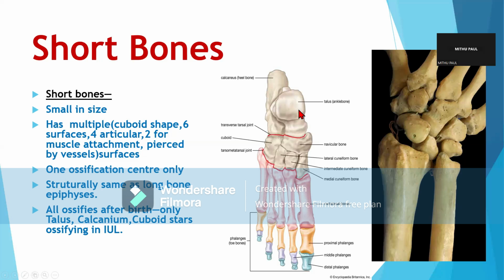All the tarsals and the carpals start their ossification after birth, but only three bones, the calcaneum, this bigger one forming your heel, the talus, and the cuboid bone, these three tarsal bones start their ossification even prior to the baby's birth. This is an exception to remember. It can also come as your multiple choice question.